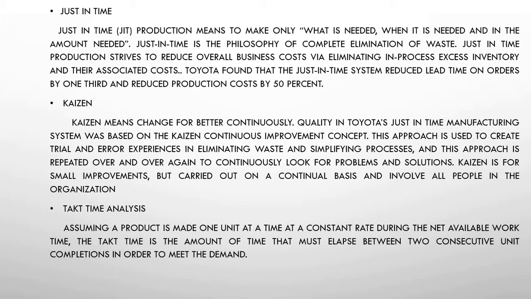Coming to this, one of the few processes that we use in the lean techniques is just in time. Just in time is nothing but what is needed, when it is needed, and the amount needed at the proper time. Just in time production serves to reduce overall business cost, eliminating the process and excess inventory and their associated cost. Here Toyota found that the just in time system reduced the lead time on the orders by one third and reduced production cost by 50%.